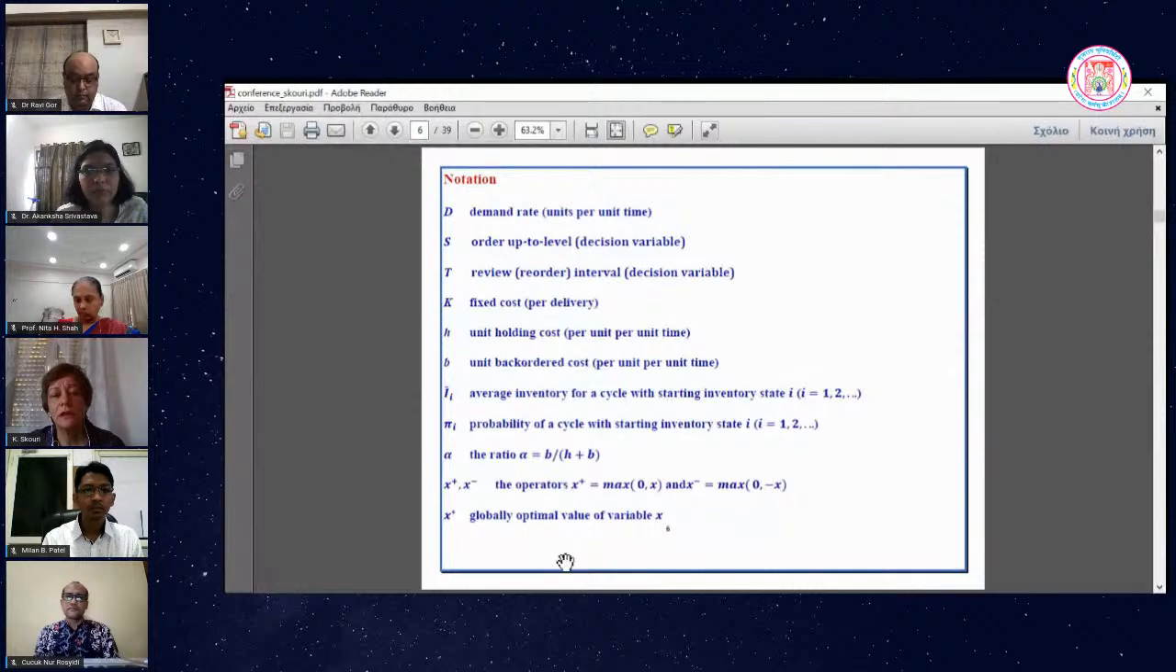With this we denote the average inventory for a cycle with starting inventory state I, and P_I is the probability of a cycle with starting inventory state I, and alpha is the well-known service level ratio, which is equal to B over H plus B. We use these operators, and with an asterisk we will denote the optimal value.